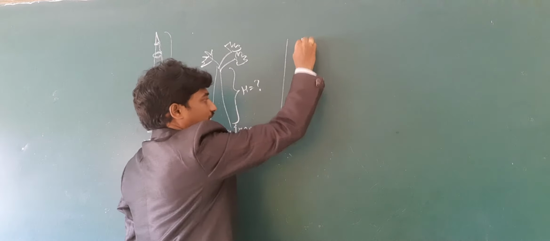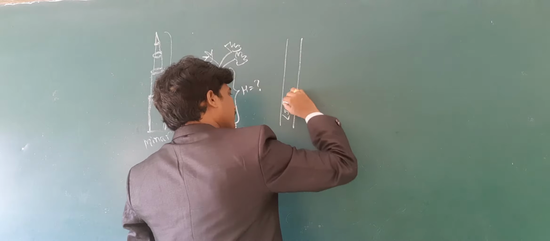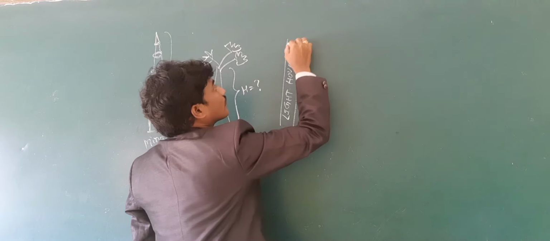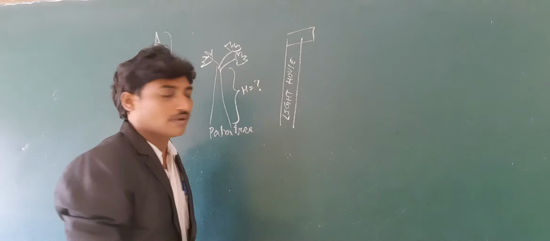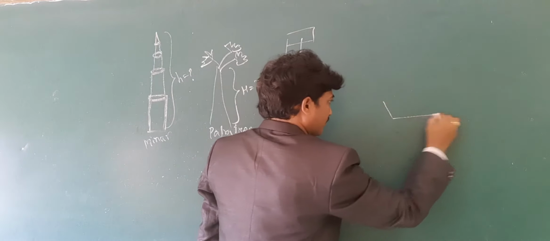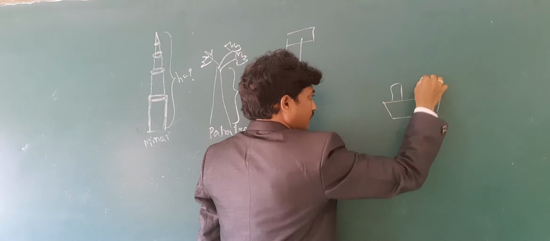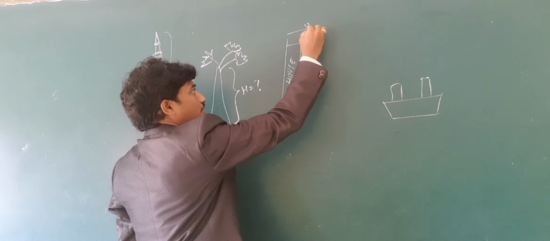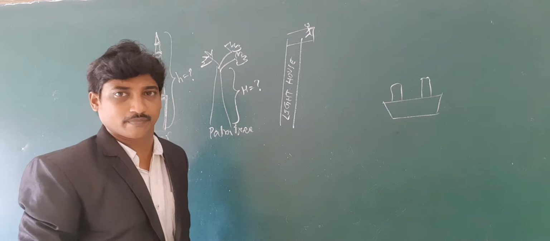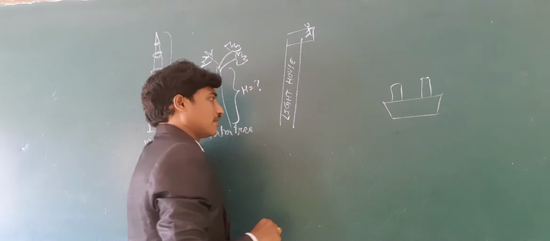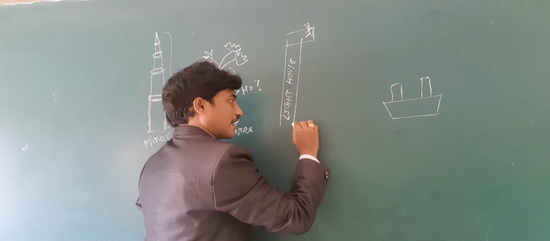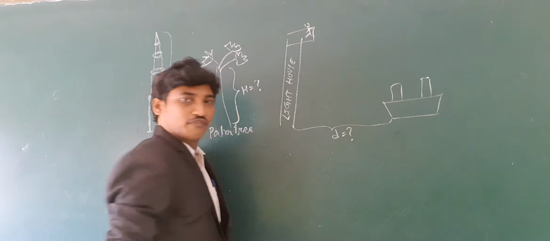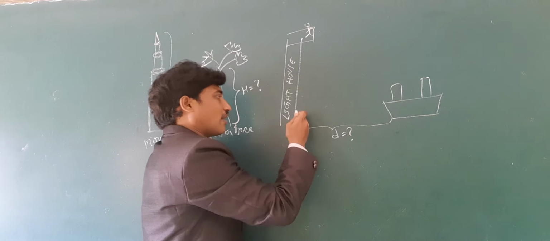And there is a lighthouse. And there is a ship. By observing from the top of the lighthouse, without actually measuring, can you find the distance of the ship from the bank of the sea?